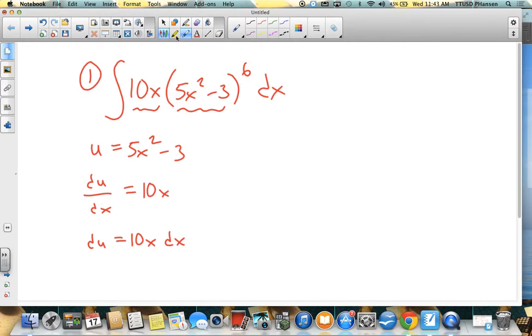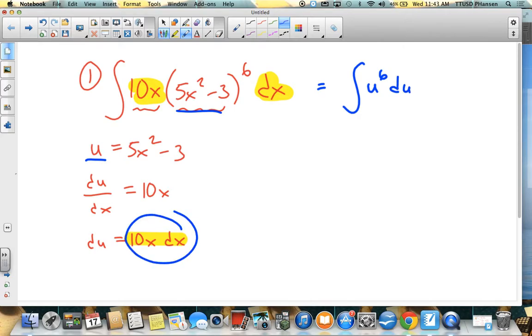pretty much always. And now I see that the 10x dx matches this exactly, the 10x dx. And I can rewrite the integral in terms of u and only u. So that integral is equivalent to the integral of u to the 6th, right? Here's my u to the 6th, du, because du, the 10x dx, is right there. And now that is much easier to integrate. The integral of that is u to the 7th over 7 plus c.